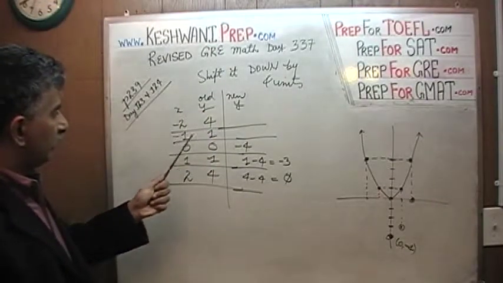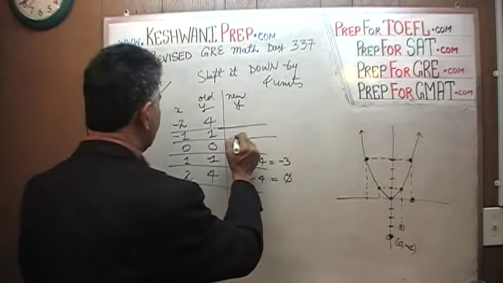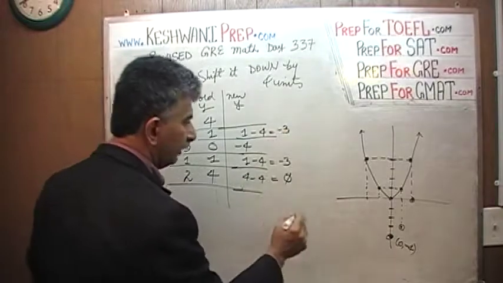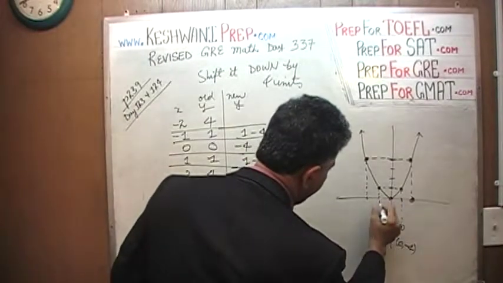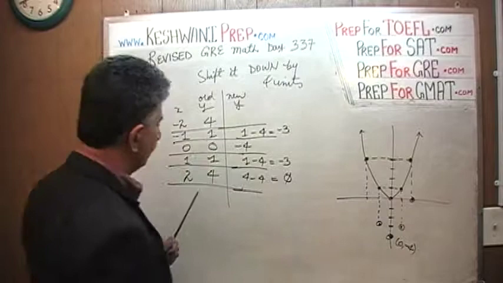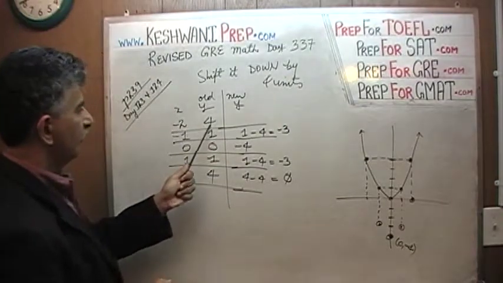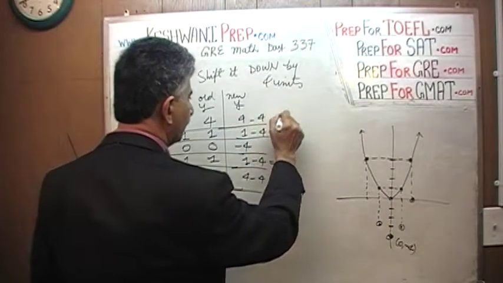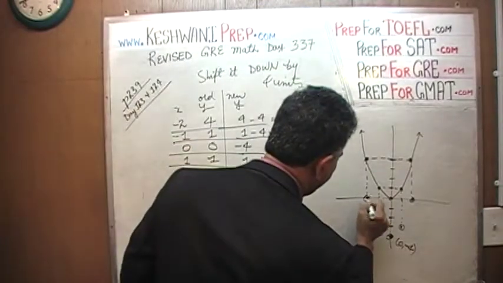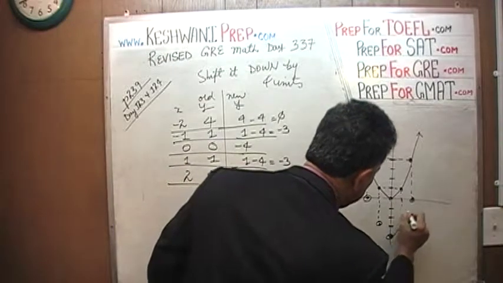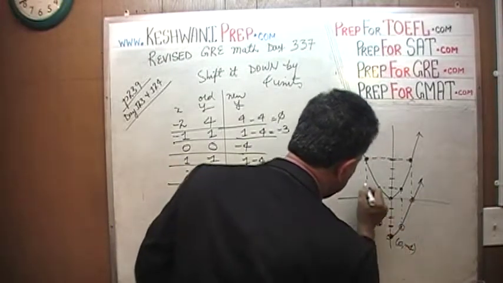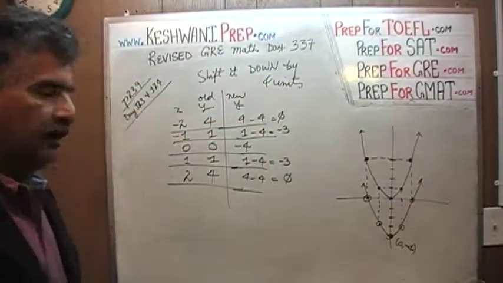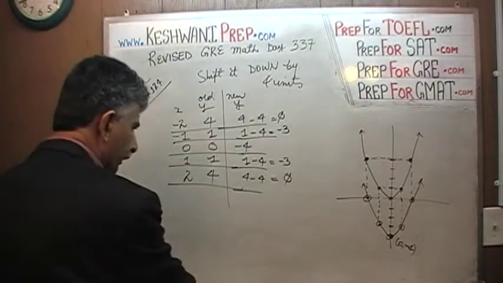Before, when x was negative 1, y was 1, now it's going to be 1 minus 4, it's going to be negative 3. When x is 1, y is going to be negative 3. Before, when x was negative 2, y was 4, now it is going to be 4 minus 4, it's going to be 0. And here's our new parabola. It's the same guy as before, it just has been shifted down by 4 units. Again, I'm going to put it in a different color.